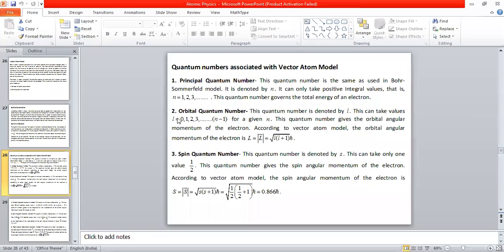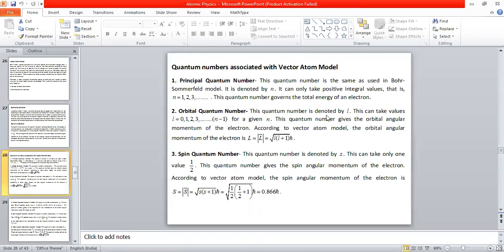The second quantum number is the orbital quantum number. The second quantum number that comes in the vector atom model is called the orbital quantum number. It is denoted by small letter l, and this can take values starting from 0. Just as you give integral values for n, you can give integral values for l too. The thing is, l actually starts with 0. l can take 0, 1, 2, 3, and so on, up to n-1 for a given n.